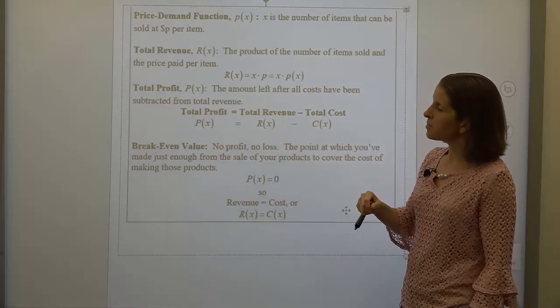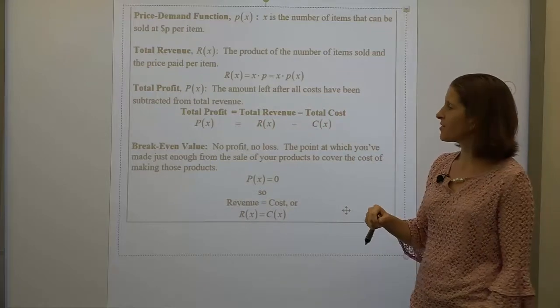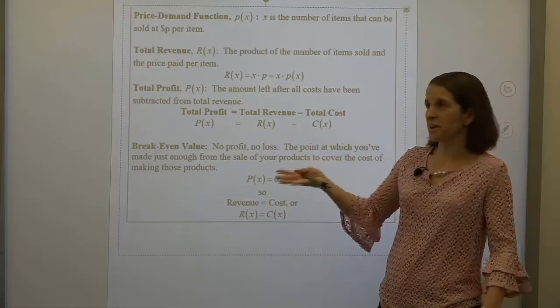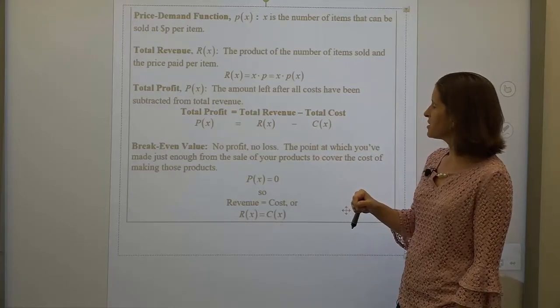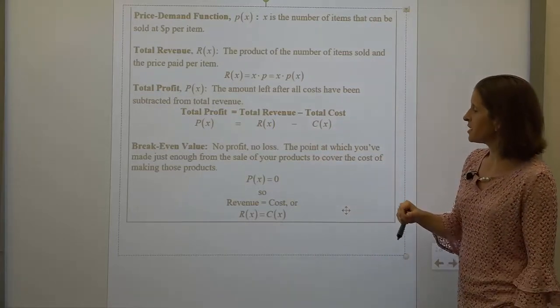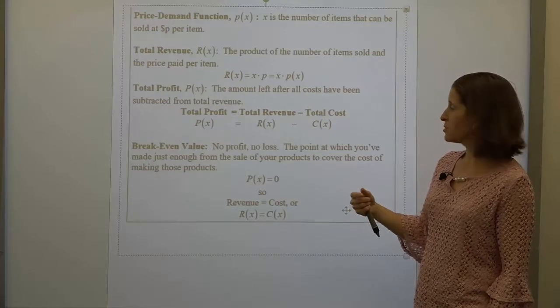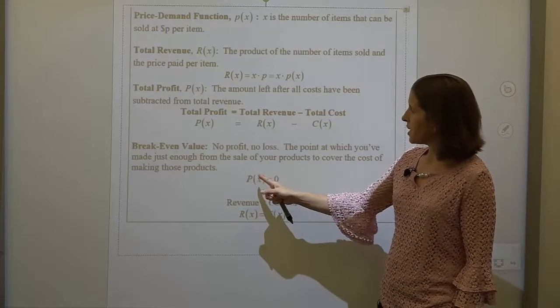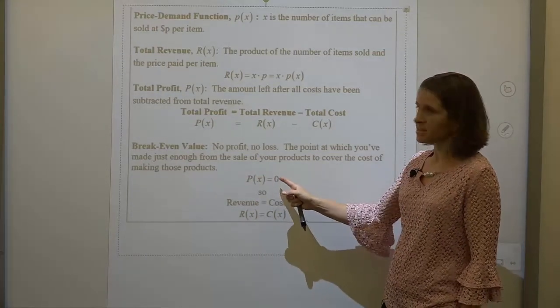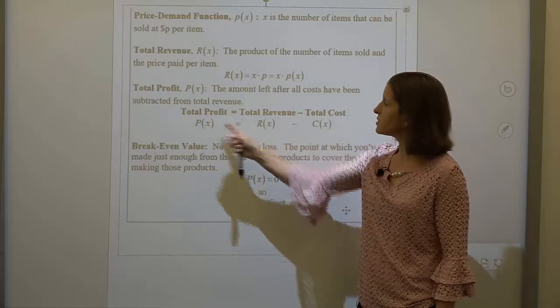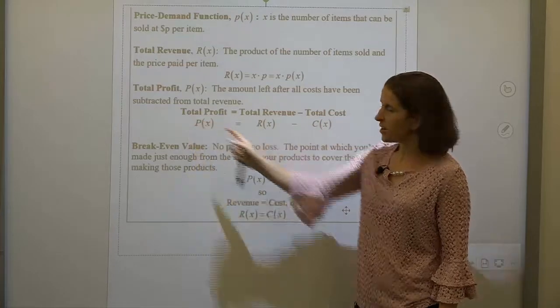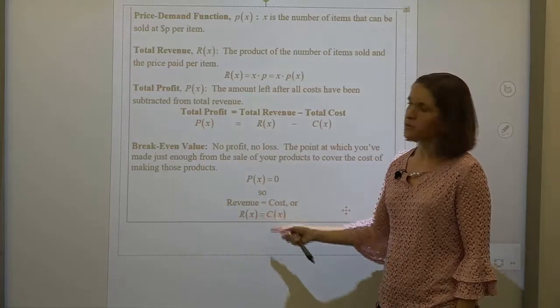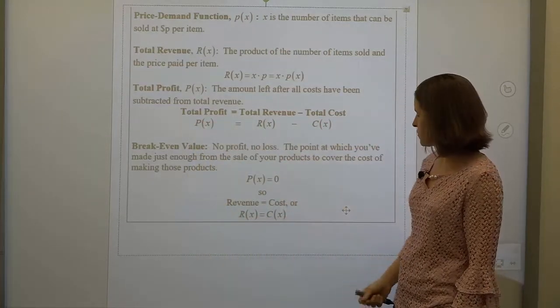And so lastly, some of the questions might talk about a break-even value. That is when you break even, where your revenue covers your cost. So no profit, no loss. The point at which you've made just enough for the sale of your products to cover the cost of making those products. So you could either say that it's when profit is equal to 0, but remember profit was revenue minus cost. So if there's a 0 over here and you add the C over, then that also means that revenue equals cost. So either one of those is fine.